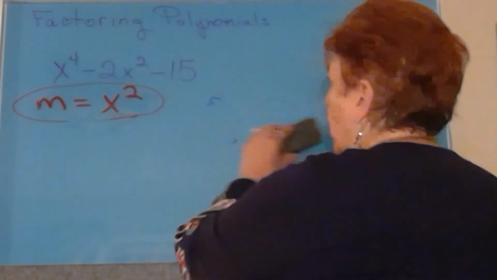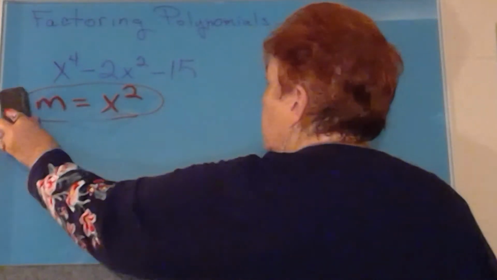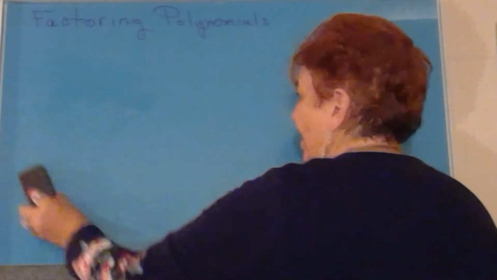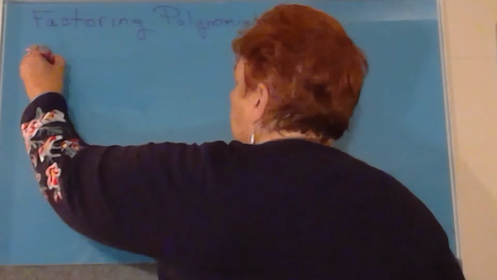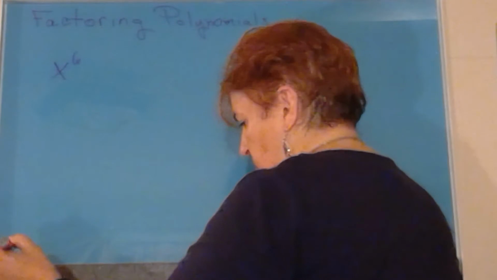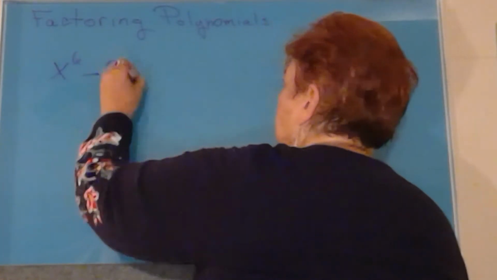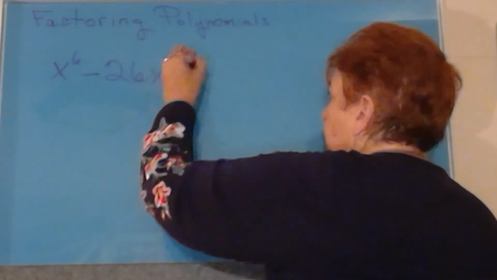Okay, let's look at what we've got next. This next one, we're going to use the same thing we had up here when we do a substitution so that the exponents look smaller and it makes it easier for us to handle. We don't have to panic as soon as we see the problem. Okay, so we've got x to the 6th minus 26 x to the 3rd minus 27.